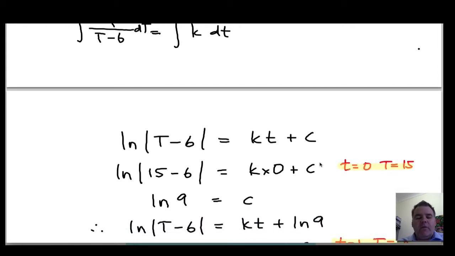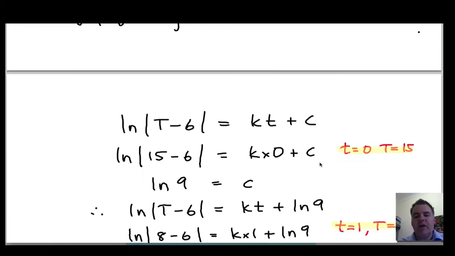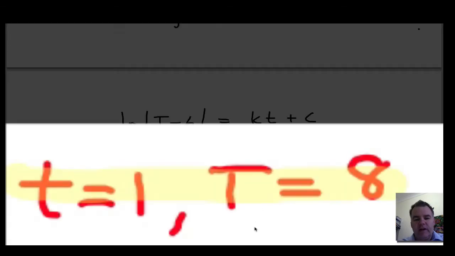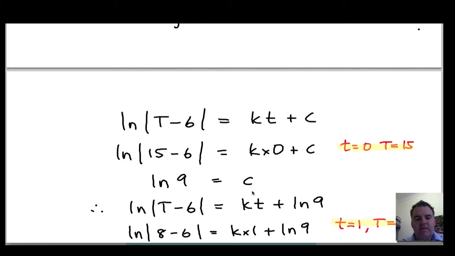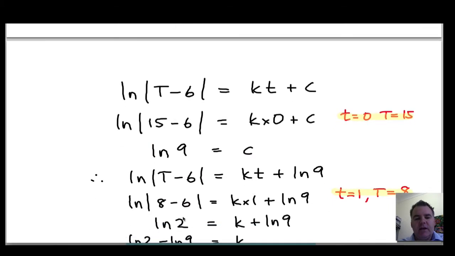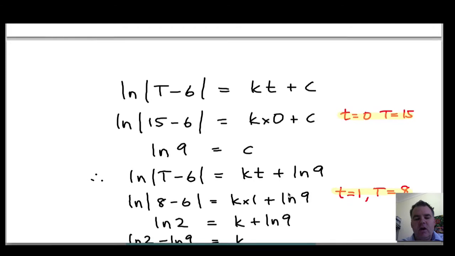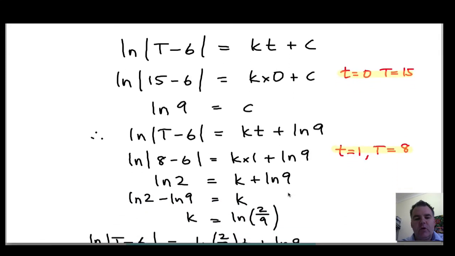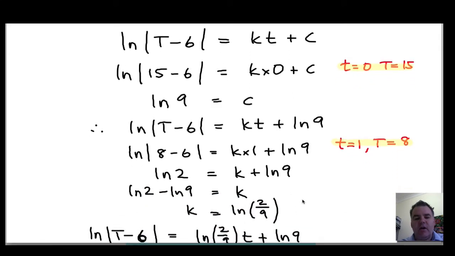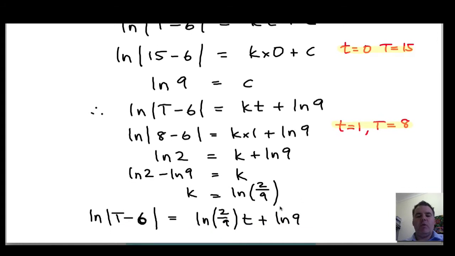Now what do we need to find? We need to find k. Well, we've got some more information. We know that 1 hour later, the body's temperature was 8 degrees. So I'm going to put that in. Little t equals 1 hour later, and big T is equal to 8. Solving that, we get ln 2 is k plus ln 9. So k is ln 2 minus ln 9, or ln 2/9. Now we've got the whole equation here at the bottom. This describes the relationship between T, the temperature of the body, and little t, which is time in hours. A bit confusing with the t's here.